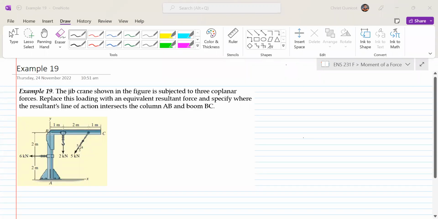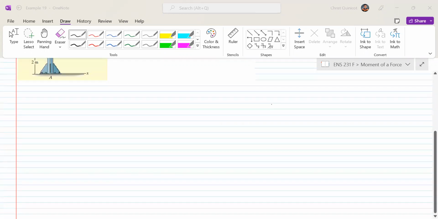Example 19. The jib crane shown in the figure is subjected to three coplanar forces, which is provided in the figure. Replace this loading with an equivalent resultant force and specify where the resultant's line of action intersects the column AB and boom BC. So we start by finding out the magnitude of our resultant and its direction.